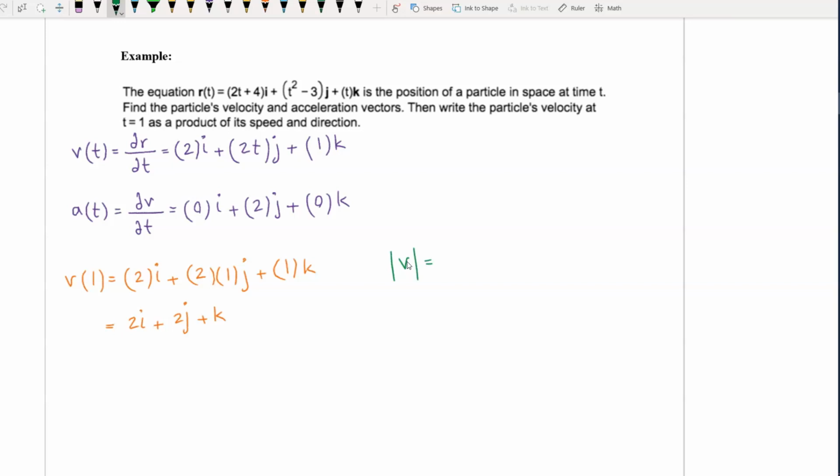Now here we have the absolute value of v. So this is the magnitude, and that is equal to the square root of, what we had here for velocity was 2i plus 2j plus k, so it is 2 squared plus 2 squared plus 1 squared. And that is equal to the square root of 9, so this is 3. And now finding what we have for direction.